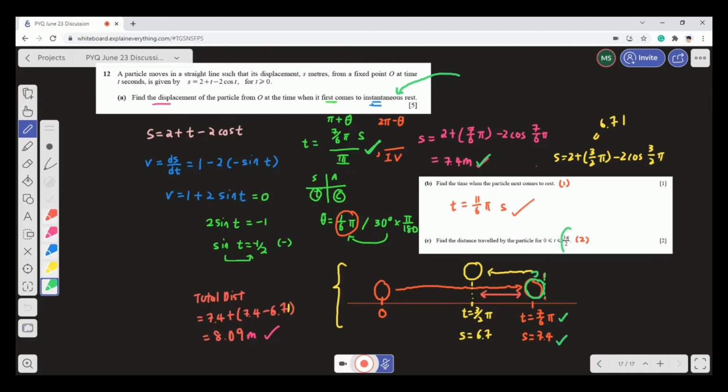But then they don't want until everything. They only want until 3π/2, so you need to calculate until 3π/2. At the end, the ball will be here in total timing, but it already moved this much from here to here, and then U-turned from here, coming back to here. Oh, okay. So that's why it becomes like that. 7.4, and then when we go back, it's 7.4 minus 6.71, the distance that it actually moved already.